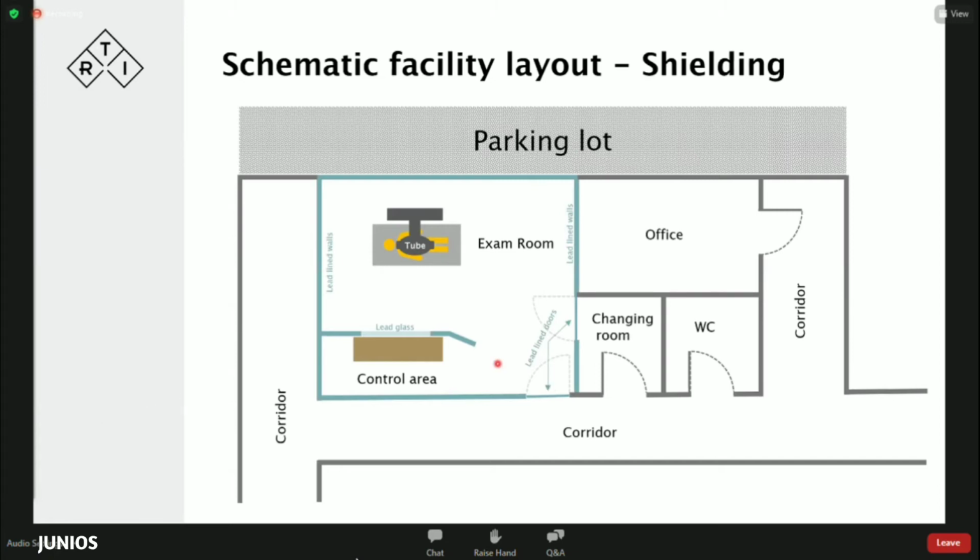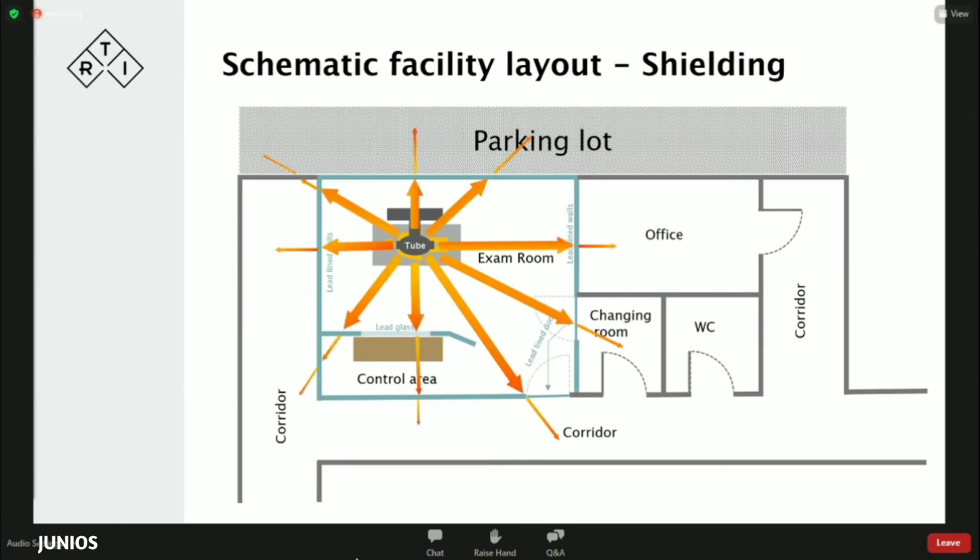Sorry about that. So now, again, when we talk about radiation protection and safety, the shielding on the walls, on the floor, and on the ceiling would usually give a good measure of safety. But there might still be some radiation that penetrates through this shielding. And this is where the risk assessment comes in.